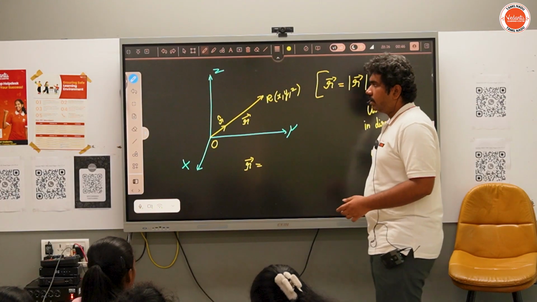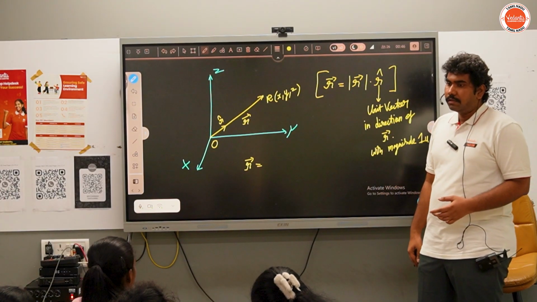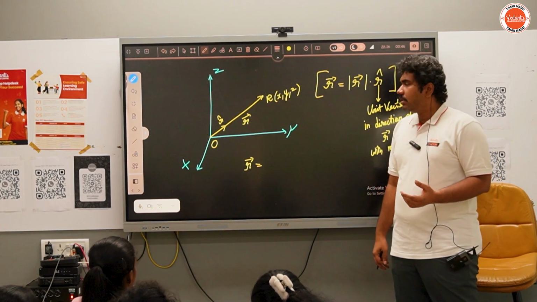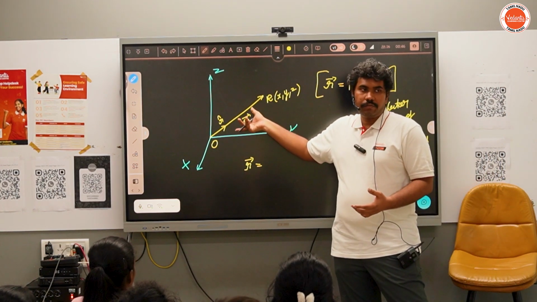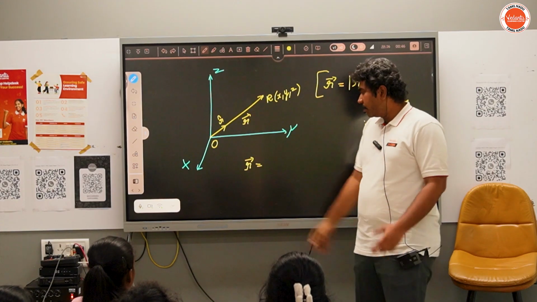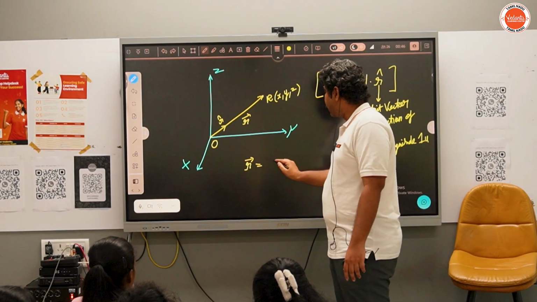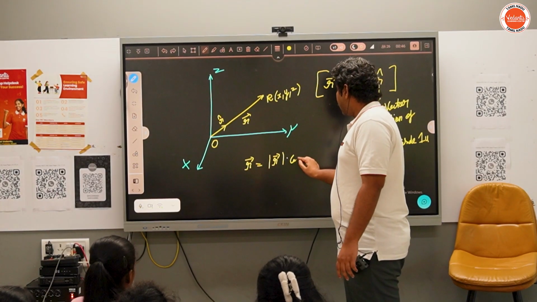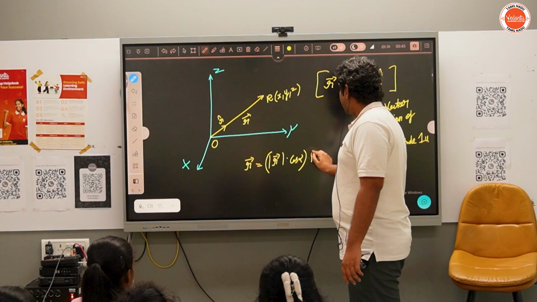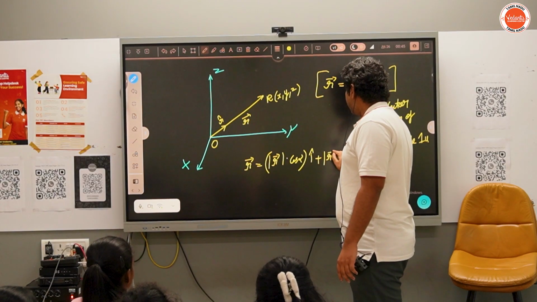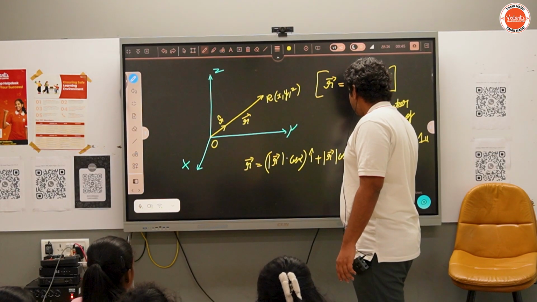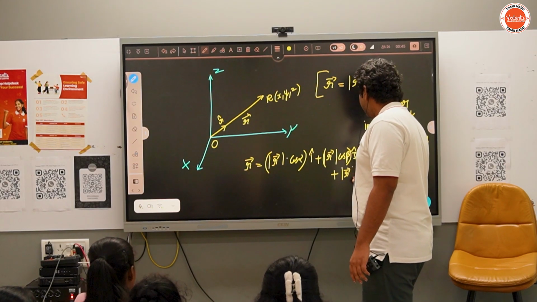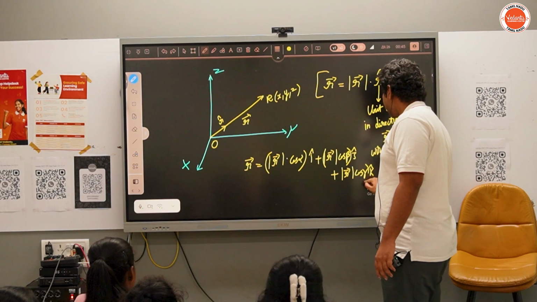x is going to be written as cos alpha into modulus of R vector, basically the length of this vector, right? So we can also represent R vector now in this form: modulus of R vector cos alpha i cap plus modulus of R vector cos beta j cap plus modulus of R vector cos gamma k cap.